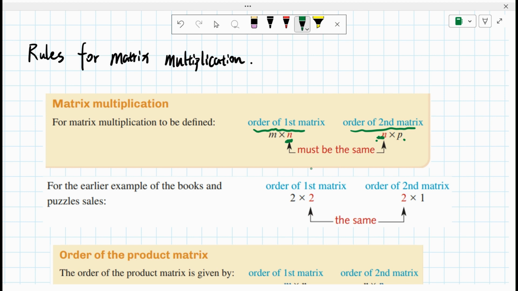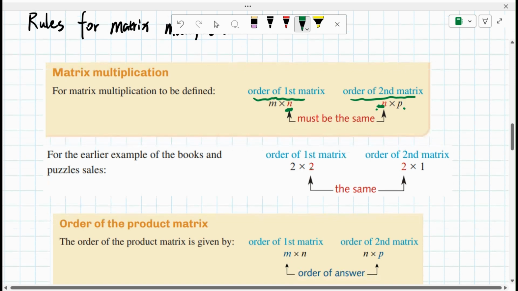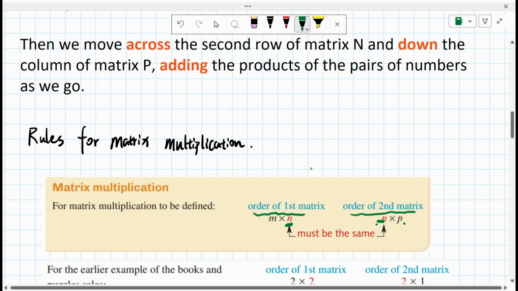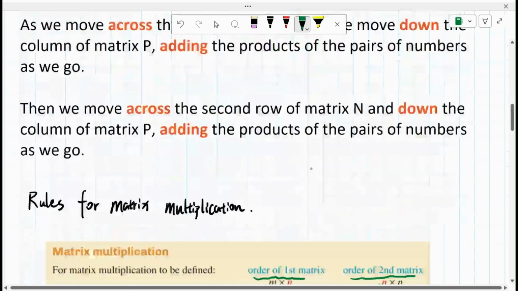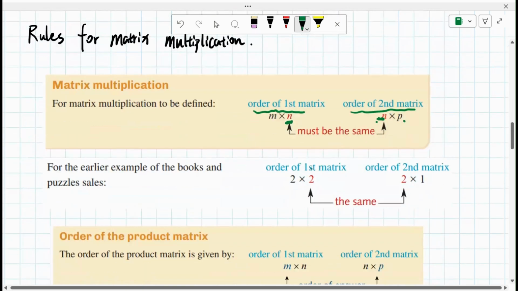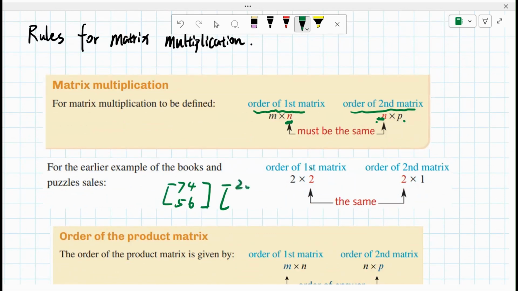If I use the earlier example of books and puzzles, 7, 4, 5, 6 and 20 and 30 multiply each other. So it's a 2 by 2 matrix and a 2 by 1 matrix, and the two inner numbers have to be the same. Does that make sense? If not, we'll go through it during the class.